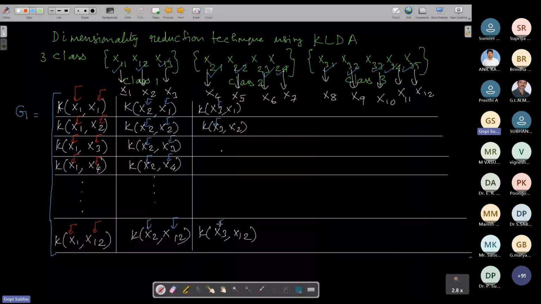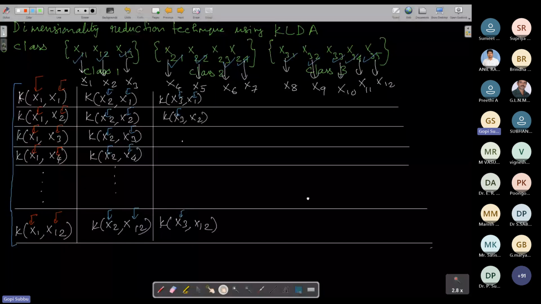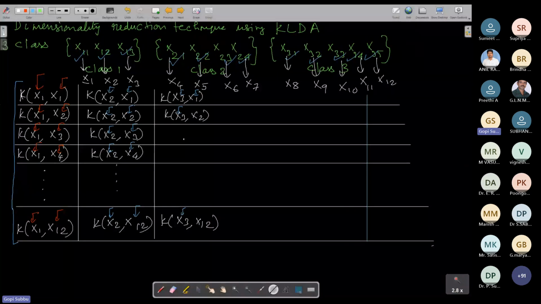So you got it. Let us finish with the last column here. The last column is filled up with what? k of x12 here, right?